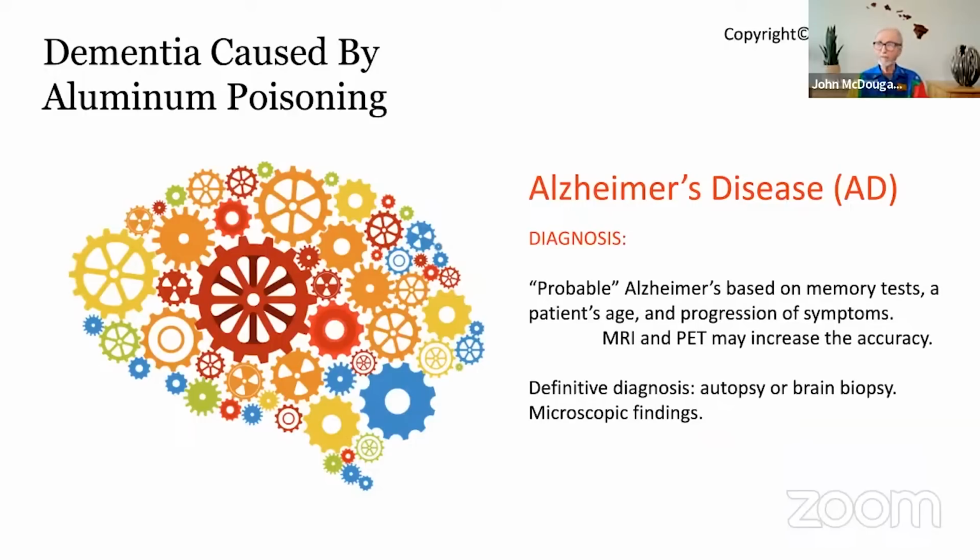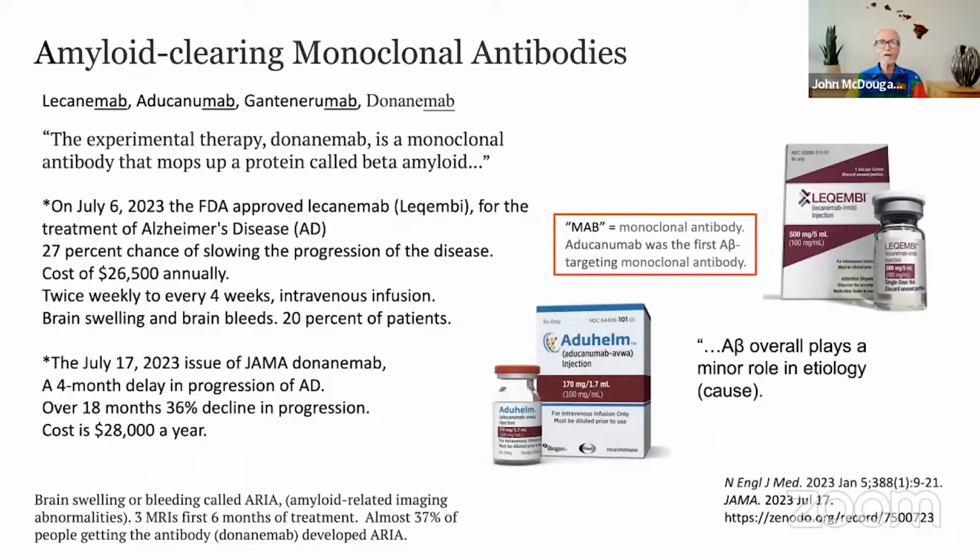And there are certain things I'm going to ask you to pay particular attention to as I go through this presentation. So that's the way you make the diagnosis, is definitively you have to look at a piece of brain tissue. But you get a pretty good idea just by your clinical examination, history, et cetera. What I want to talk to you about is the new, highly profitable treatment of Alzheimer's disease using amyloid-clearing monoclonal antibodies.